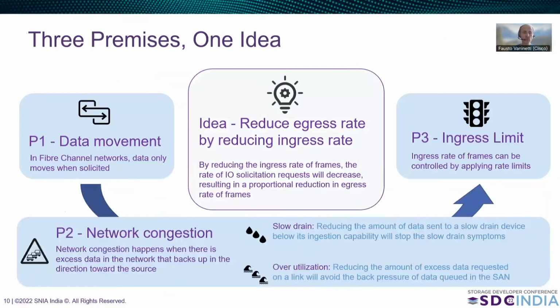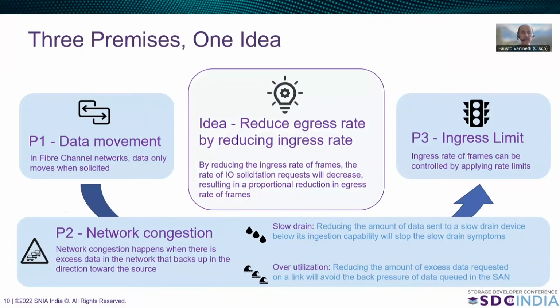So now let's put it all together. We have 3 premises and 1 simple great idea. Premise number 1: in Fibre Channel networks, data only moves when solicited. Premise number 2: network congestion happens when there is excess data in the network that backs up in the direction toward the source. And we have 2 types of congestion, called classic slow drain and overutilization. Premise number 3: the ingress rate of frames can be controlled and limited by applying a rate limit.